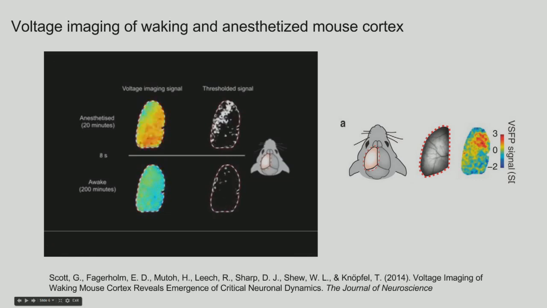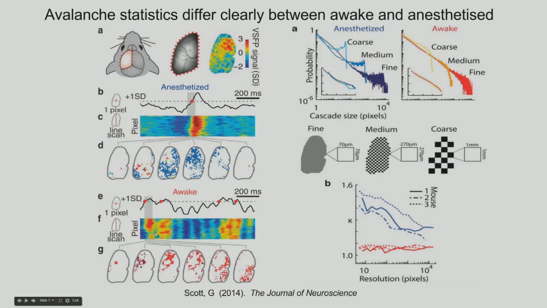And you could then try to define it. How exactly could you measure this? And then these people came up with a definition of avalanche. You look at these pixels and how they spread with time, and then you can define an avalanche, and you compare simply avalanche statistics from these two states, so anesthetized here and awake there.